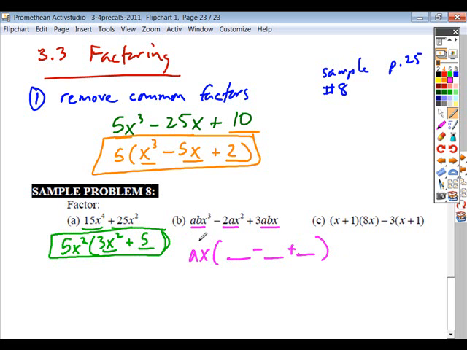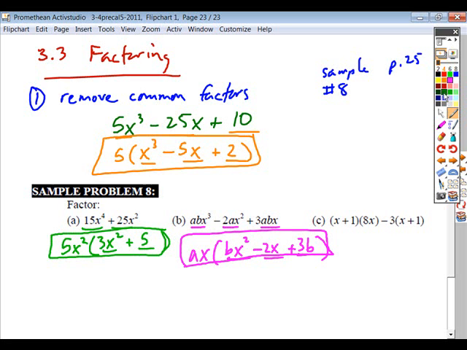And so what's left when we remove an a and an x from this first group? We're left with a b and how many x's? We had 3, we remove 1. In the second group, we're left with the number 2 and how many x's? Just 1. And finally, in the last group, we're left with a 3, a b, and that's it. There's nothing else that can be factored from this, and so you're done.